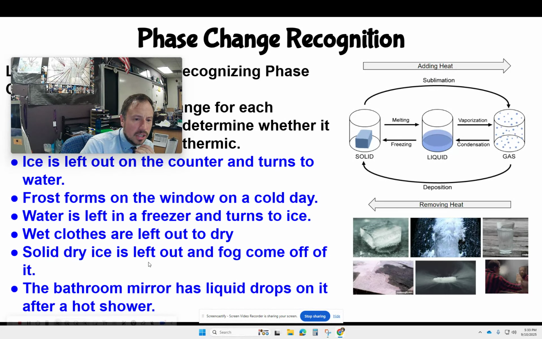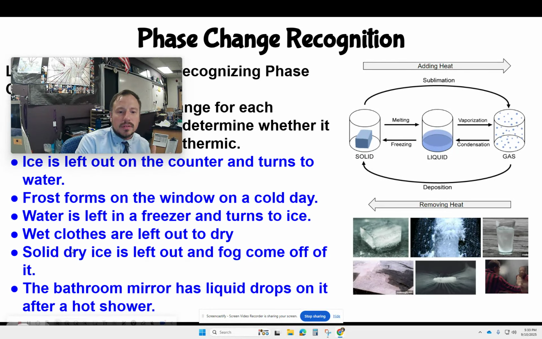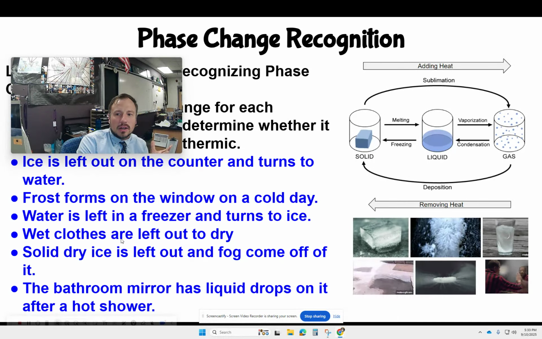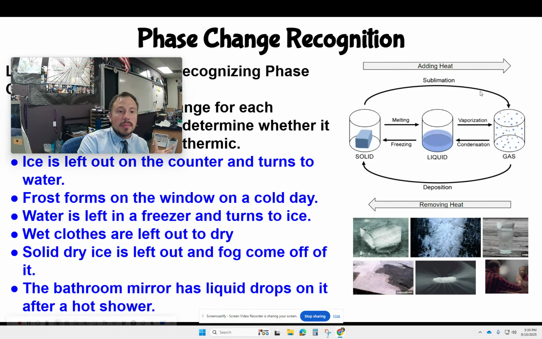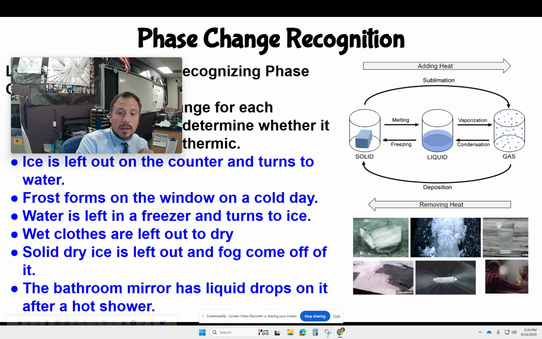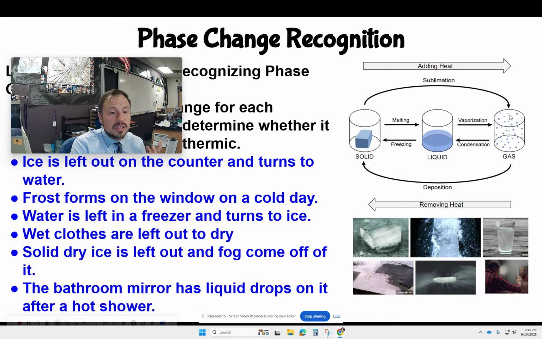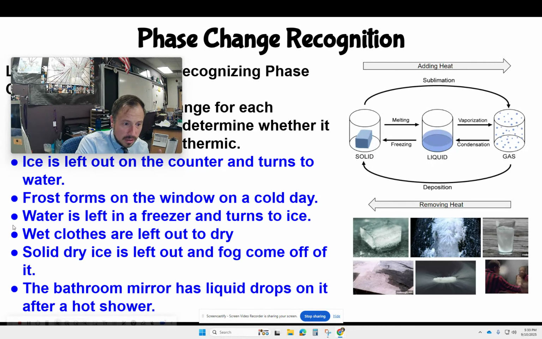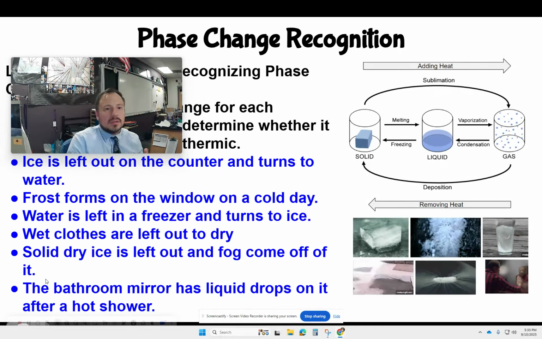Now this one, solid dry ice is left out and fog comes off it, right? This is going to be sublimation. So frost forms on the window on a cold day, that was deposition. I'm going straight from gas to solid. But solid dry ice, you can see that little graphic there, I'm going straight from a solid to gas. That is sublimation.